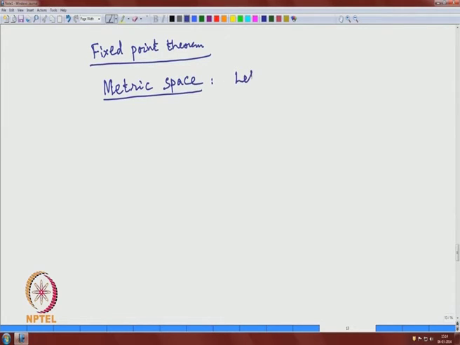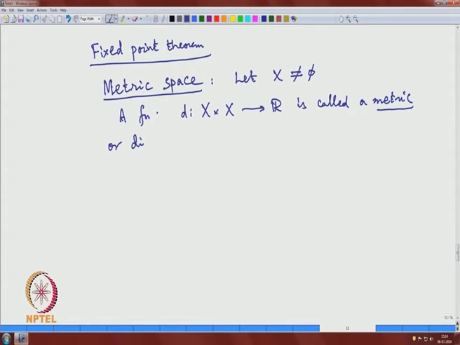So let X be a non-empty set. A function d from the Cartesian product X × X to R is called a metric or distance function if it satisfies the following three properties.